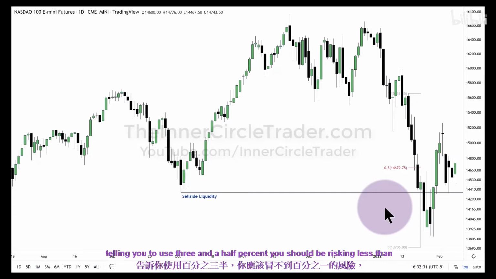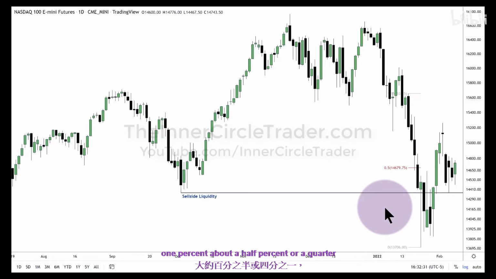You should be risking less than 1%, about 0.5% or 0.25%, because if you don't know what you're doing, there's no reason to be putting higher levels of risk behind a move if you don't know what it is that you're doing. It's going to create toxic thinking, bad habits, and you're going to be afraid to execute based on the results you're getting.